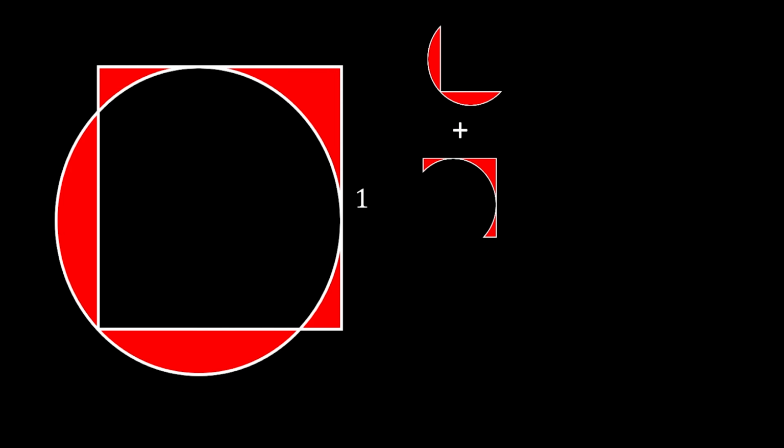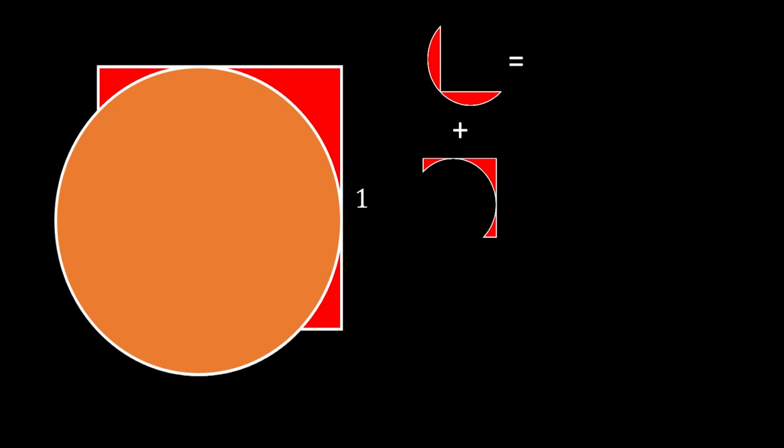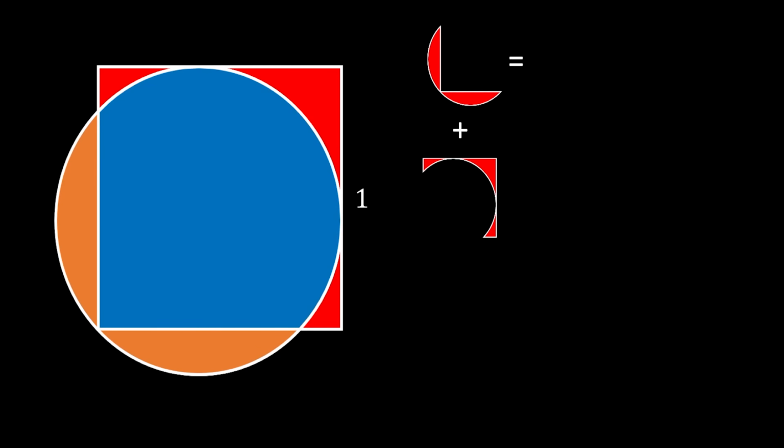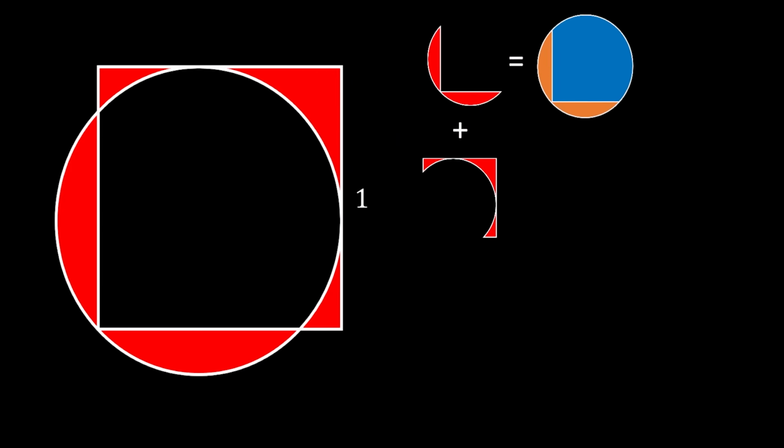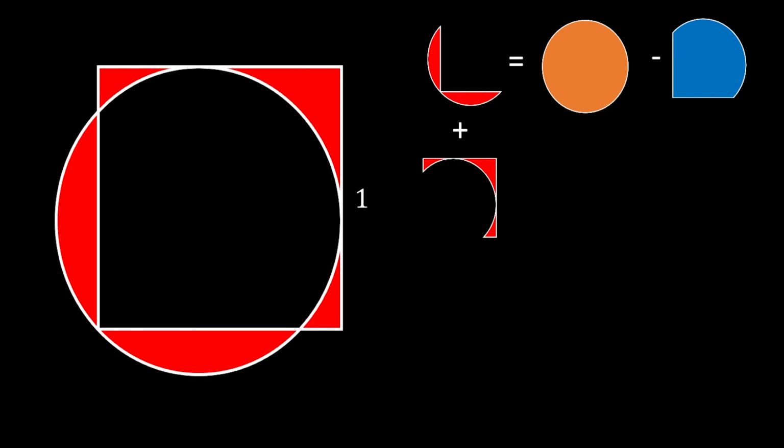Let's first set our attention to this upper piece. We can get this area by finding the area of this orange circle, and from it we will subtract this blue segment. So, if we put this in our diagram, it will look something like this.